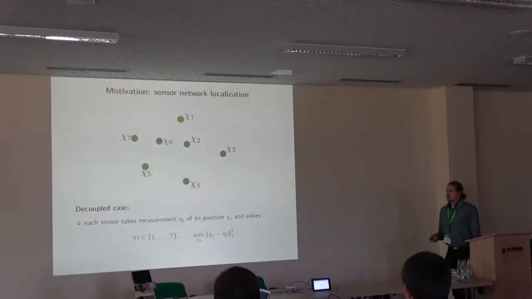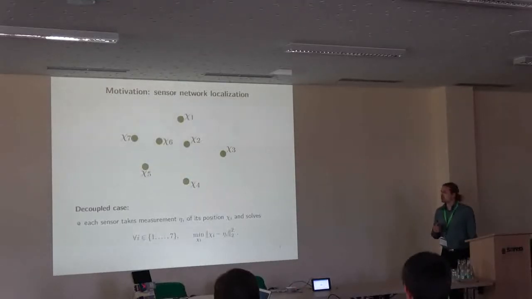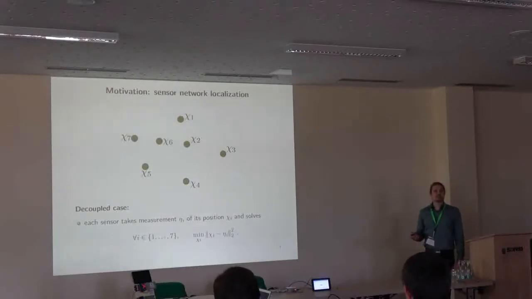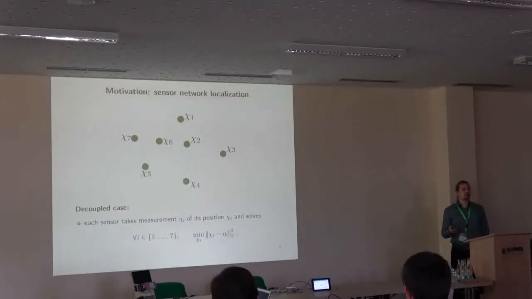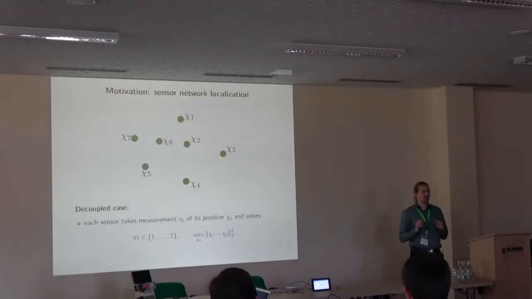In the easiest case, each of these sensors just takes a measurement eta i of its position. And then in order to find out where it is, it would just solve an optimization problem, which is decoupled. So each sensor can solve its own optimization problem. It would just solve the minimization problem and probably set its own position to its measurement, because that's the best information that is currently available. At that stage, we have not communicated with anyone else. So this is the decoupled case.